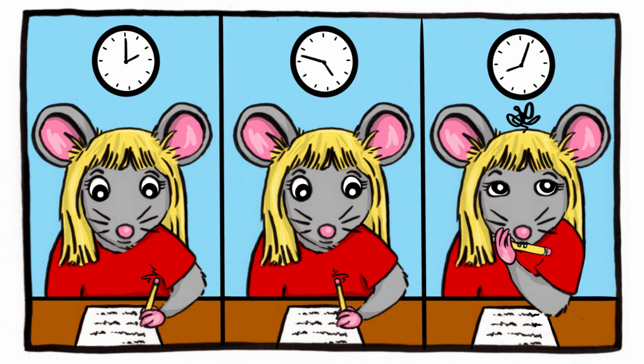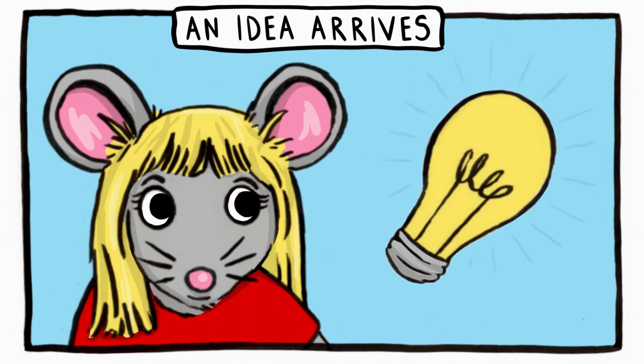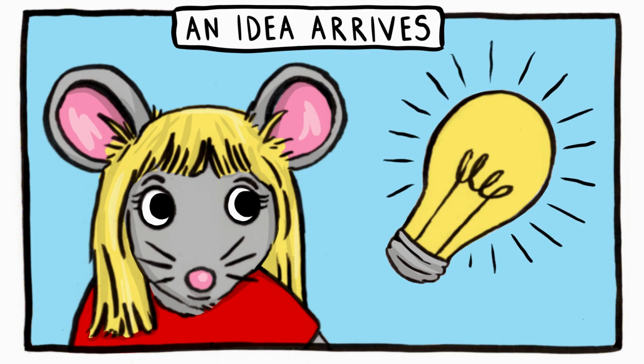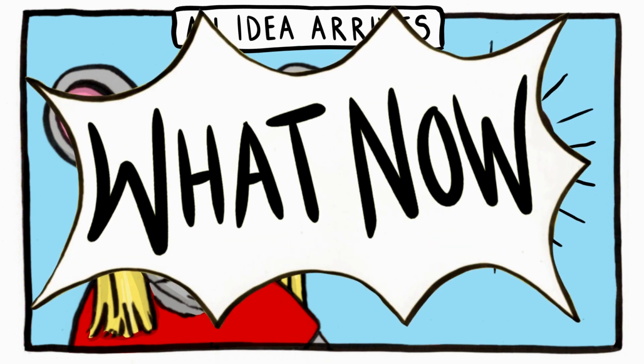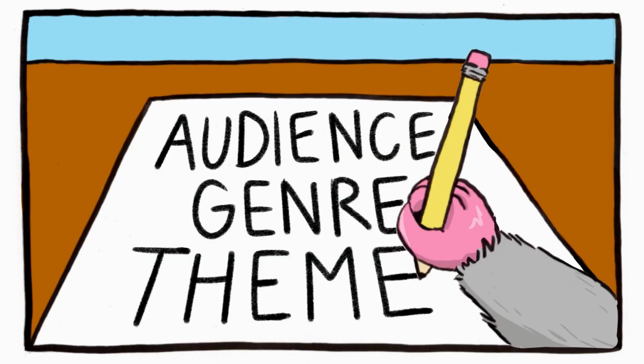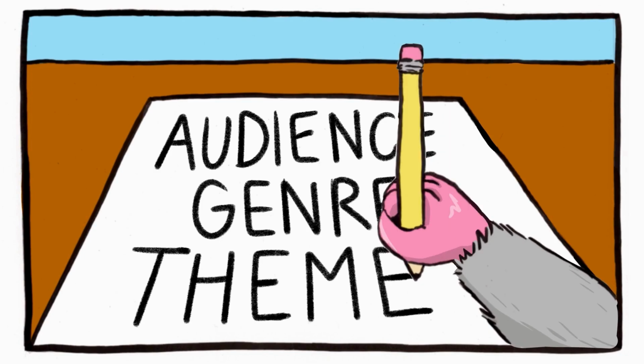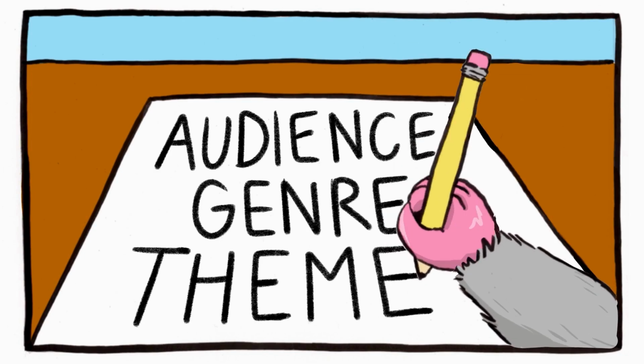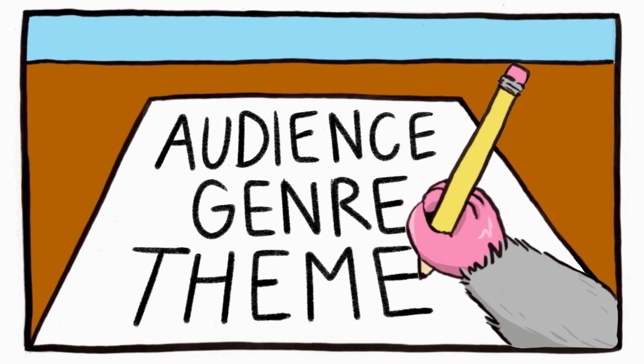Maci Mouse brainstorms the story. This can take some time, but it's worth it when that great idea arrives. Now that we've decided on the story, what now? There are many things to consider: audience, genre, theme. It's important to consider your audience and their interest when creating your story.